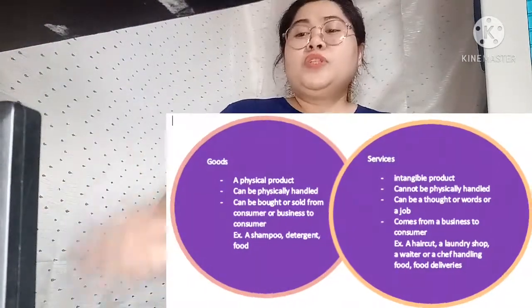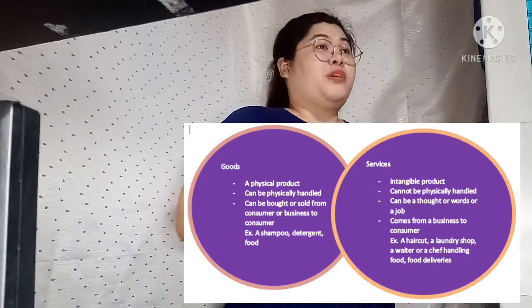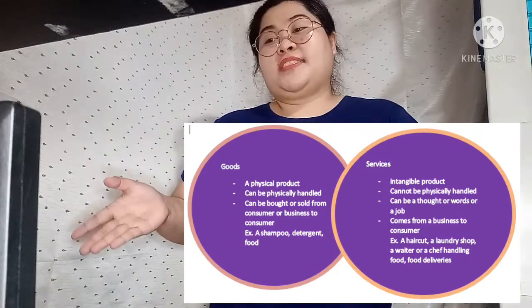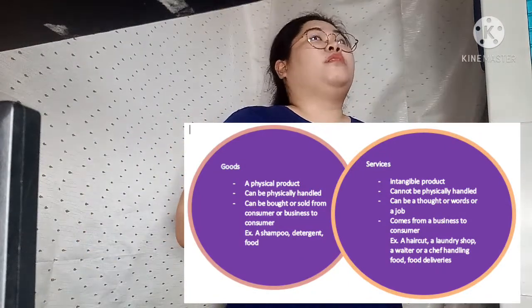So these are the compositions of a product class, the 10 compositions of a product. Next, we will be discussing the differences between goods and a service. So what is the difference between goods and a service? Goods are physical products and services are intangible products.